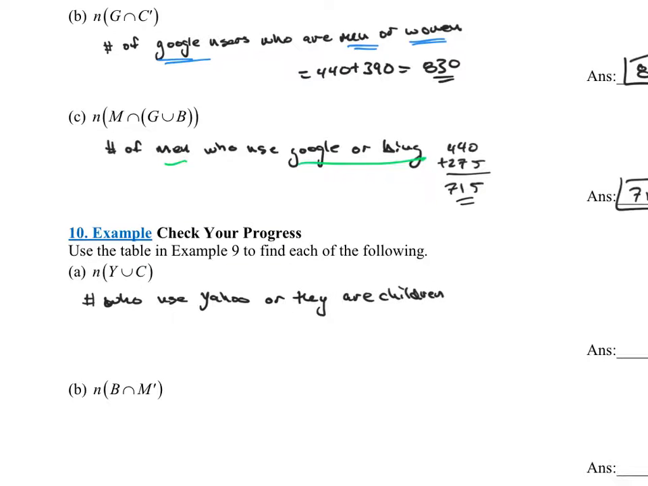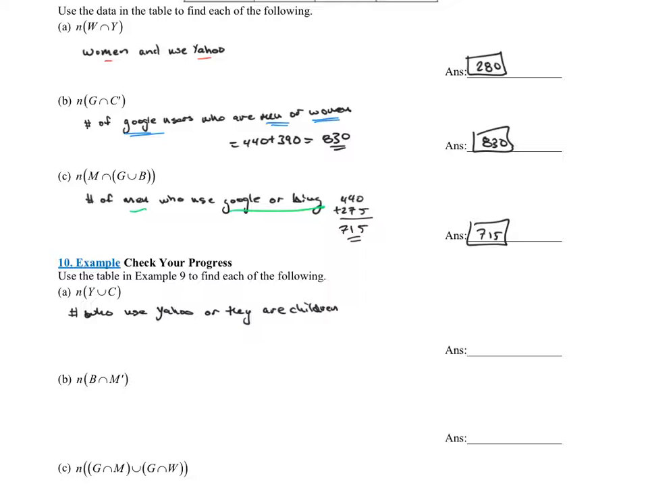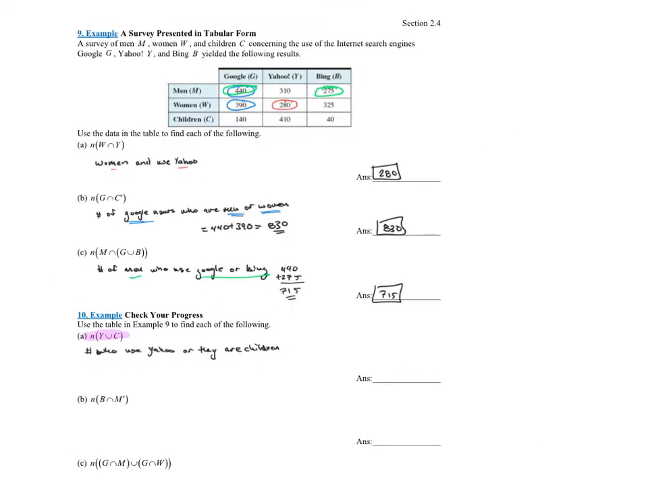Okay, number who use Yahoo or they are children. Well, I don't have too many colors left, so I'll start using highlighters instead. So to do this one, the number who use Yahoo or children, what would I be doing for that one? Well, I'd be looking at the Yahoo users, which are these three, the 310, the 280, and the 410, or I'd be looking at children, which is the 140, the 410, and the 40. You just have to make sure that you don't add that 410 number twice, right?